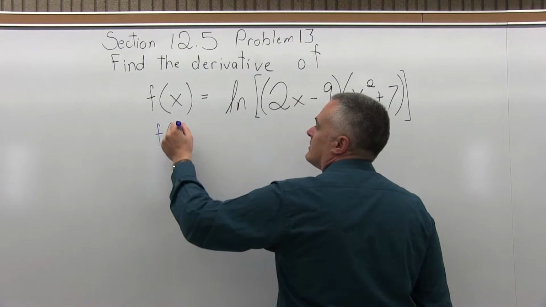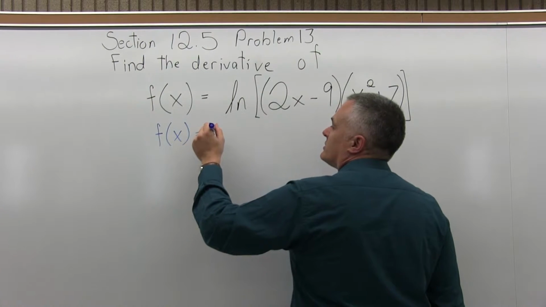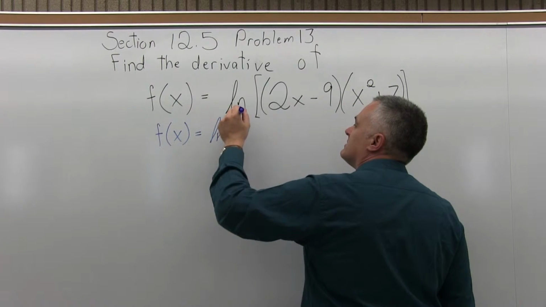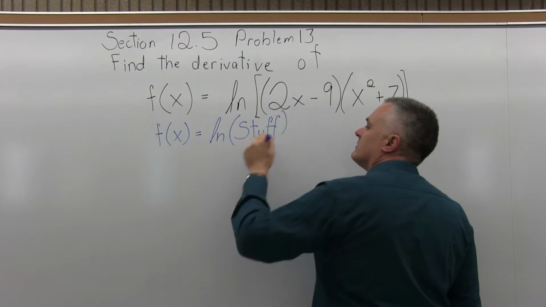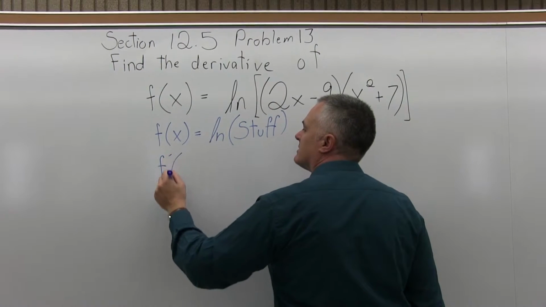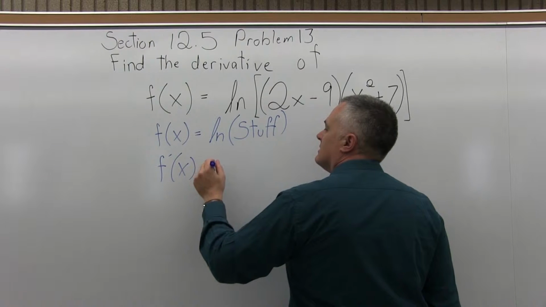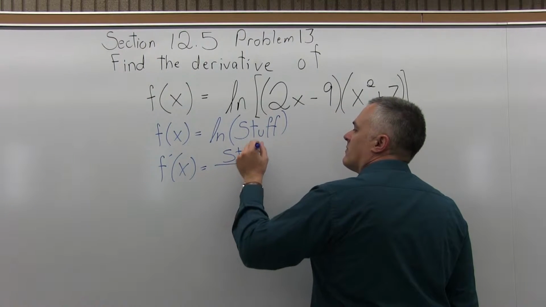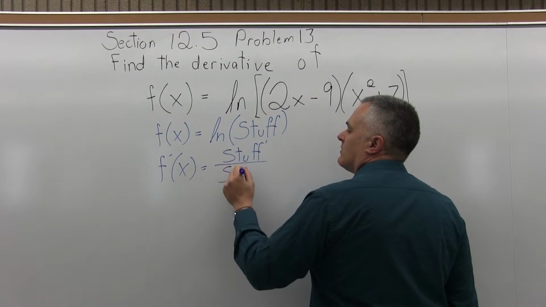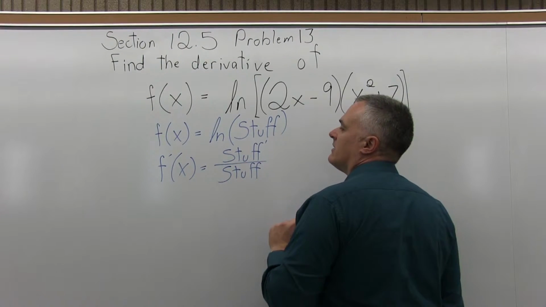and the format is when our function is natural log of some stuff, then the derivative, f prime of x, is stuff prime over stuff. And that's what we can fill out.